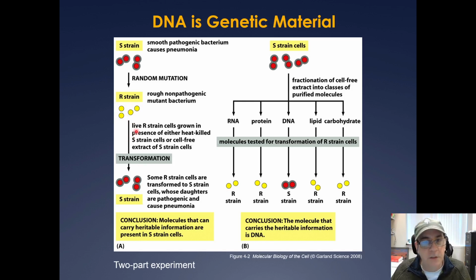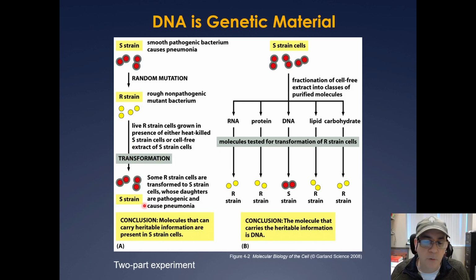Okay, and so this R strain became transformed, and after it was transformed, it became very similar to the S strain that it was. And so basically the conclusion here was that there are molecules that can carry heritable information, and they're present in this S strain, right? So this S strain was pathogenic, this one was non-pathogenic. When you take the non-pathogenic one and mix it with an extract of this, some things can get transferred in a transformation, restoring it back to the way it was in the beginning.